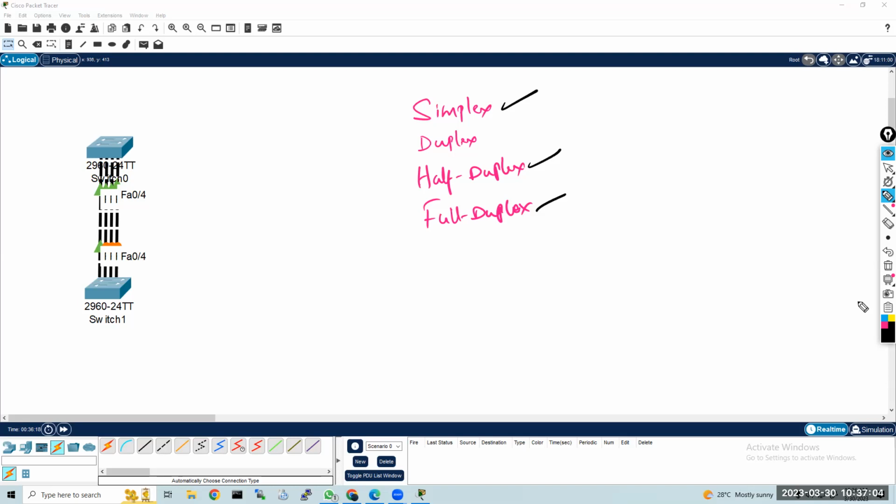One way. Simplex communication, like examples are television, like TV, and computer printing. Okay. That is simplex communication, maybe examples, I think.